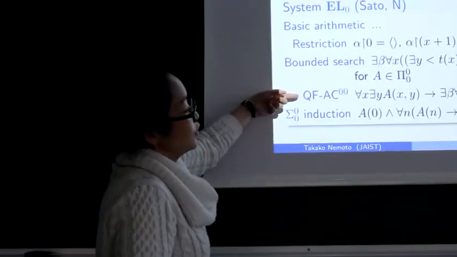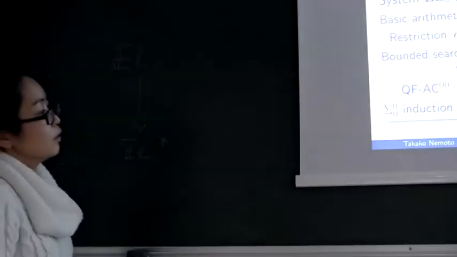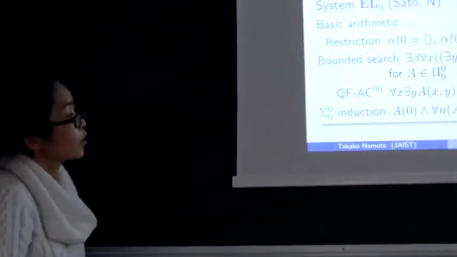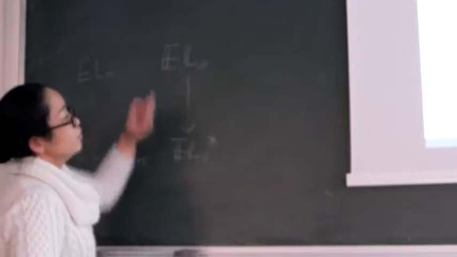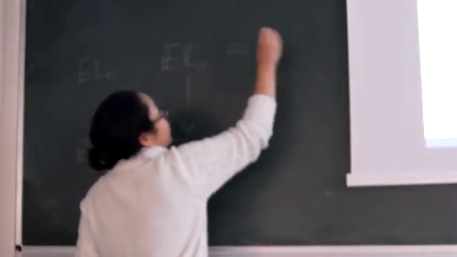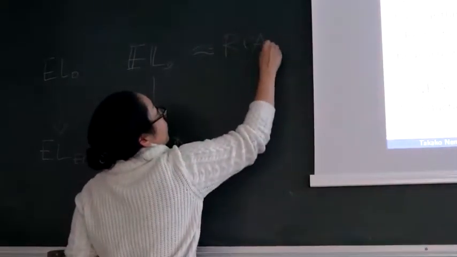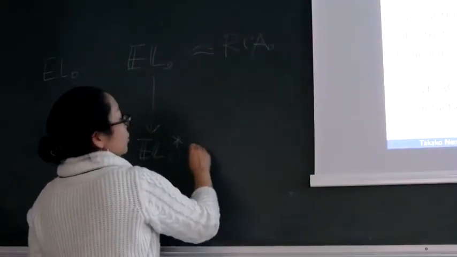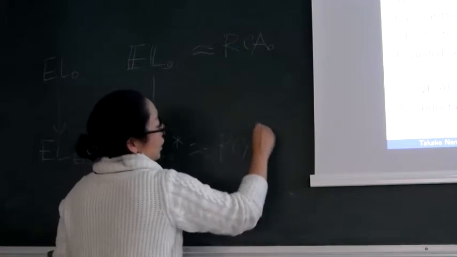star is the existence of this quantifier-free action of choice and only symmetric induction. So the system boldface EL0 is intended to make an interpretation with RCNO, and this is intended to make an interpretation with RCNO star.